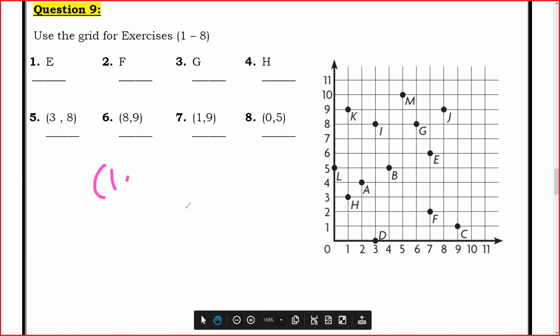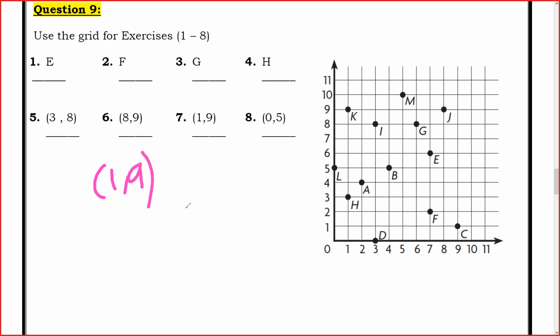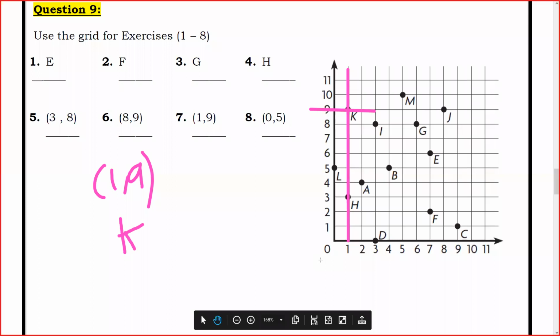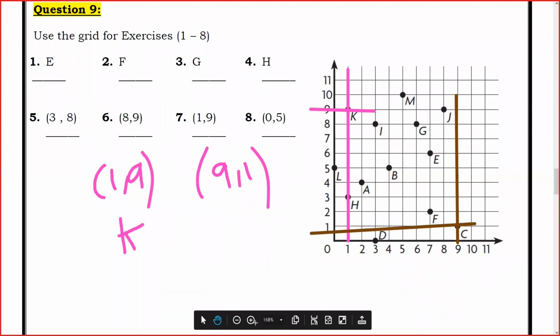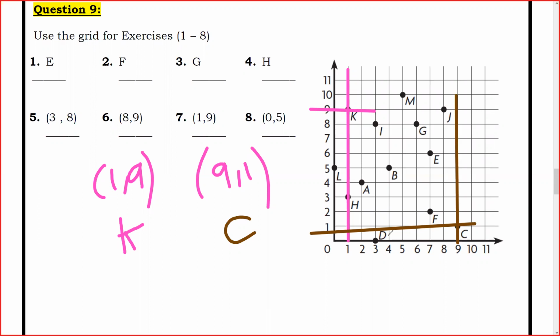If you say 1 9, this is 1 on the x-axis and 9 on the y-axis. So the point will be K. But if you say now 9 1, where's 9 on the x-axis? This is 9, and 1 on the y-axis is here. So what is the point now? It's C. So it's very important to write the order, because 1, 9 is different than 9, 1.